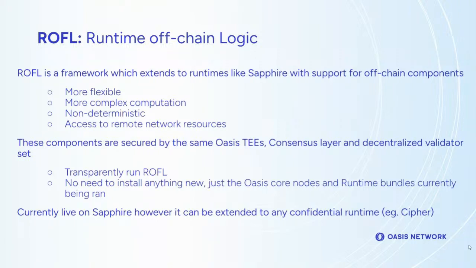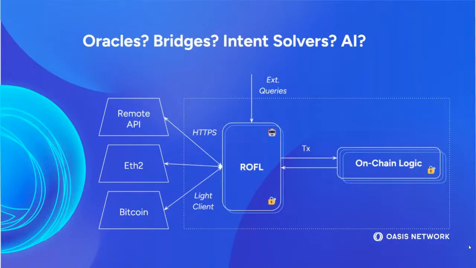Basically, it's currently live on Sapphire and can extend to confidential runtimes like our Cipher network as well in the future. Okay, I'll talk to it here. So you have your on-chain logic, which is directly connected to these ROFL networks that are off-chain computation networks. The on-chain smart contract can call ROFL, and then ROFL has the ability to connect to, for example, a remote API in a way that it acts as an oracle, or it can connect as a light client. Basically, you can run a light client inside ROFL.